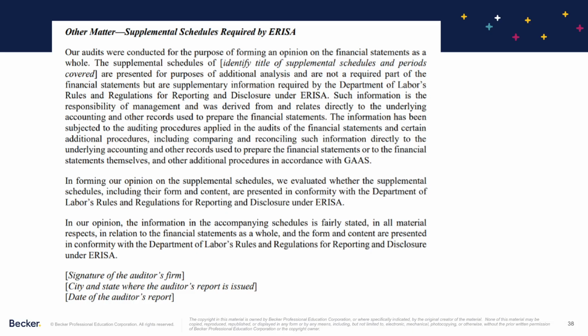So this is very important. We are giving an in relation to opinion, so they have to relate to the financial statements in order to be able to do that. The information has been subjected to audit procedures applied in the audit of the financial statements and certain additional procedures, including comparing and reconciling such information directly to the accounting records and other records used to prepare the financial statements or to the financial statements themselves, and other additional procedures in accordance with GAS. So we basically say, yep, we included them in our audit and we reconciled to make sure that they are materially correct in accordance with GAS.